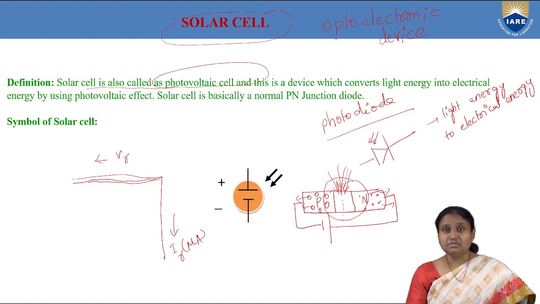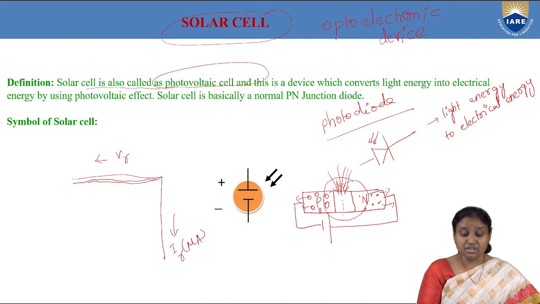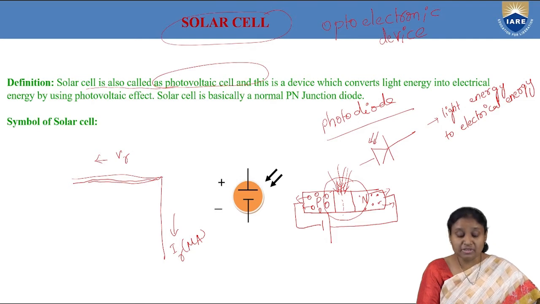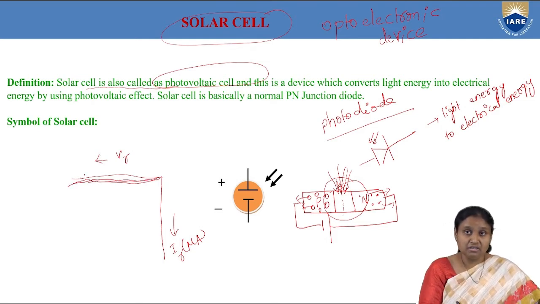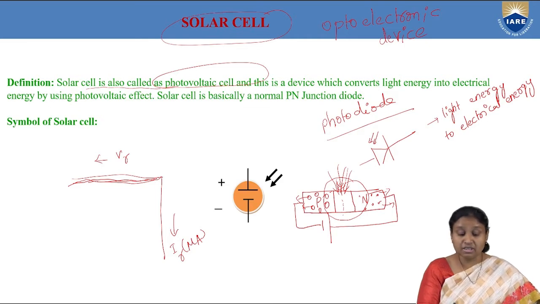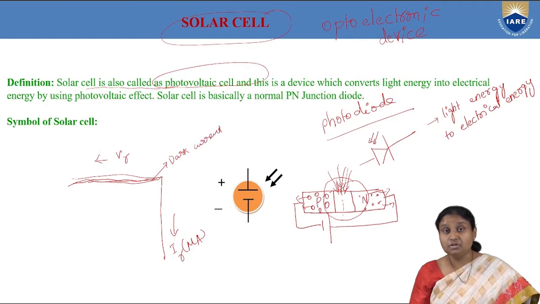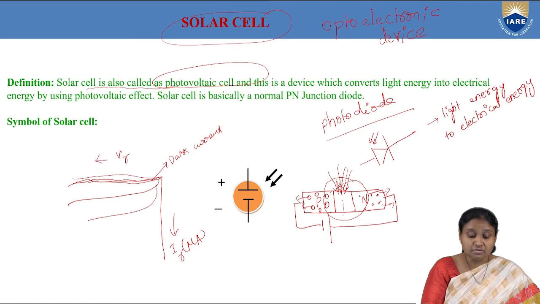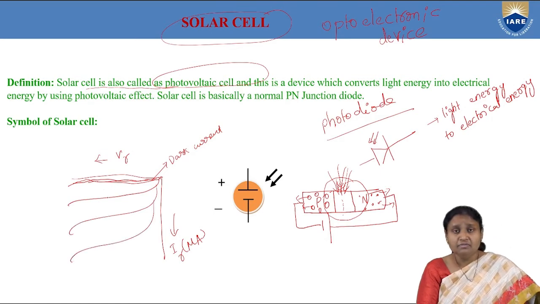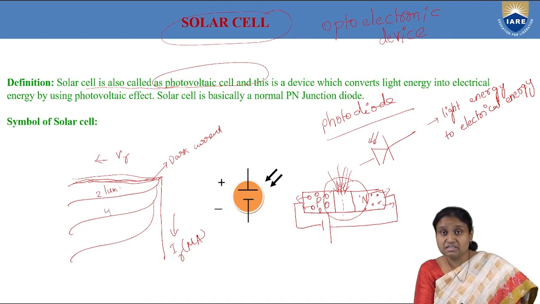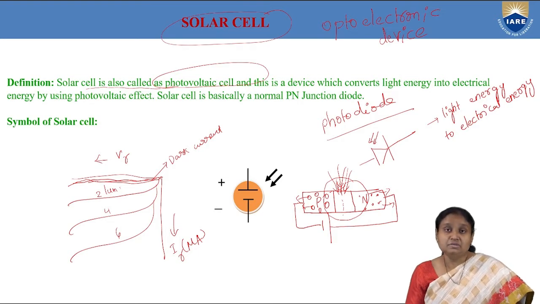When we consider the VI characteristics of a photodiode, what we observe is that when there is no light incident on the depletion layer, whatever current flows across the diode is called dark current. Depending upon the intensity of light falling on this depletion layer, this leakage current is going to increase. Here we can have different light intensities. Suppose it is 2 luminous intensity, then 4, then 6. As we keep on increasing the intensity of light, our photocurrent is going to increase.